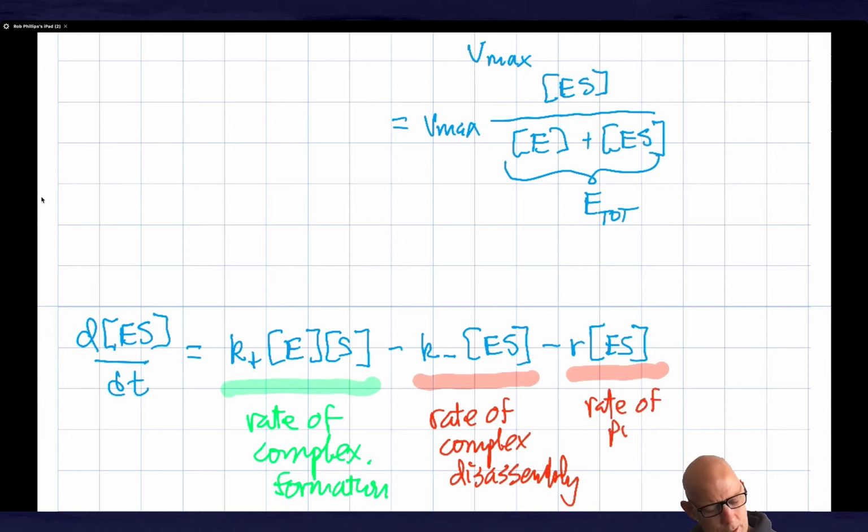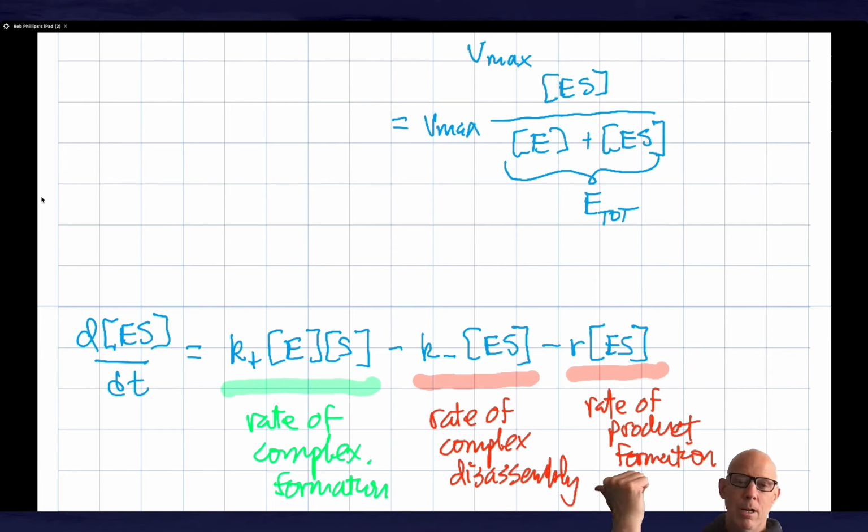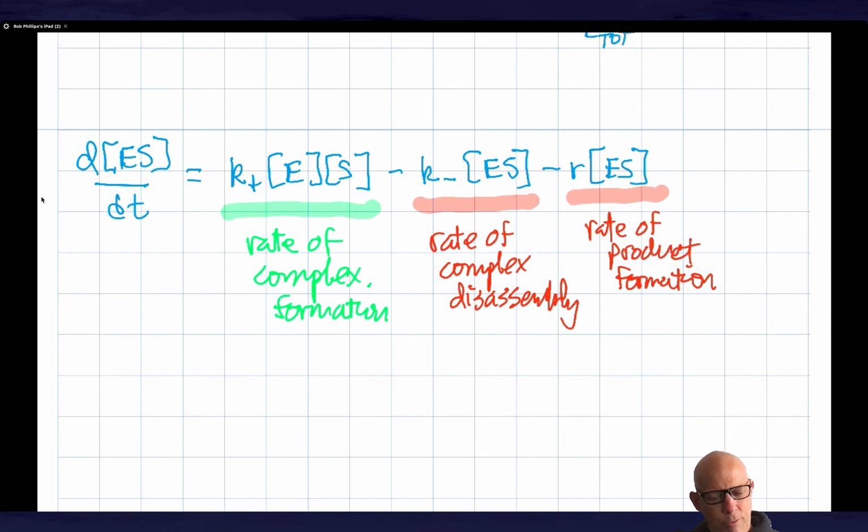And the thing that you're supposed to carry away from this is that there are two ways to exit the enzyme substrate complex. Either we could disassemble and go back to the free E and S, or we can become product. And in that case, it's no longer ES either because the substrate has been released. So that's the full picture.